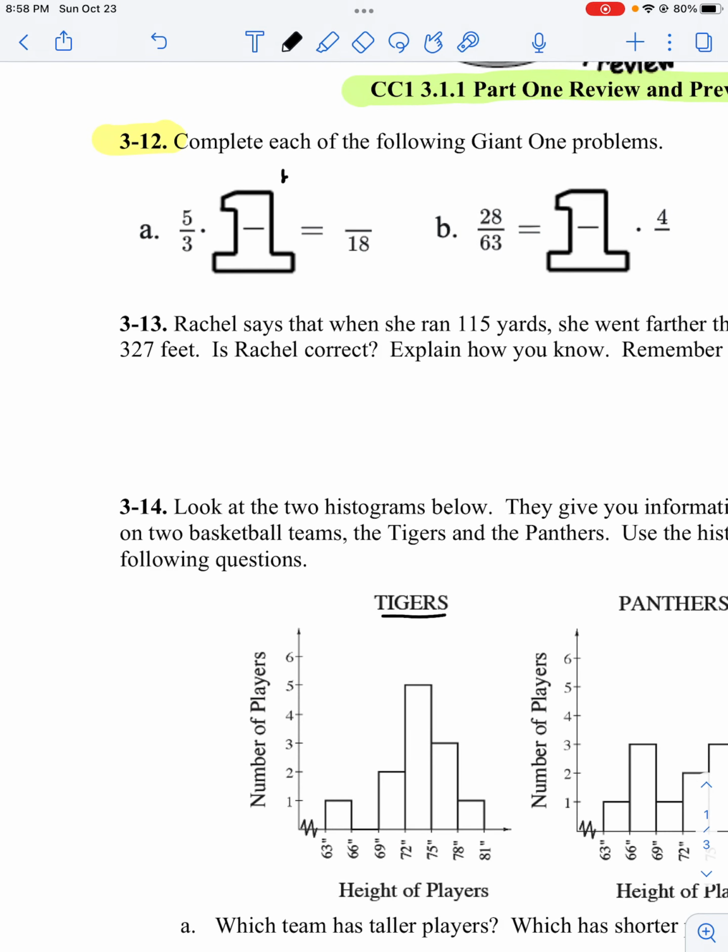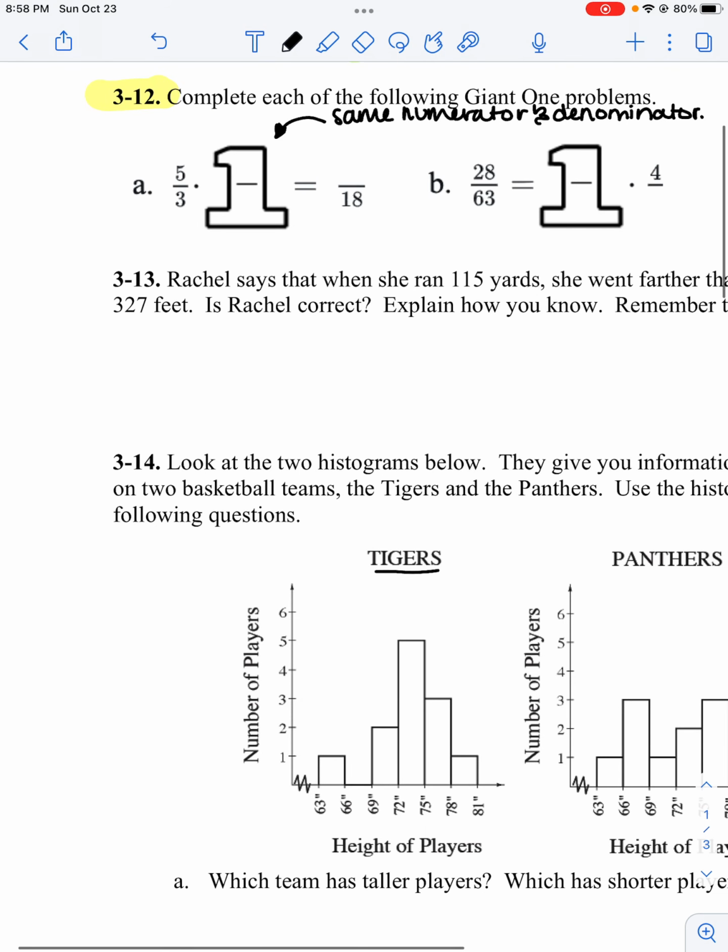If you remember in class, any number inside of the Giant 1 has to have the same numerator and denominator. So I could do that different ways. In this case, I have to figure out what goes into the Giant 1. So 3 times the number is 18. Or I could think of it as 18 divided by 3 equals a number. Well, 18 divided by 3 is 6.